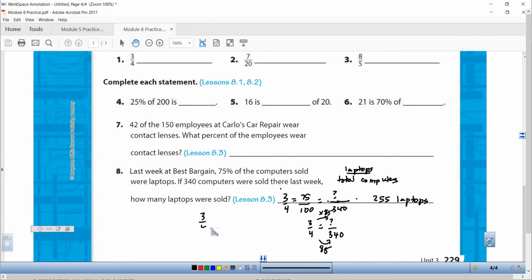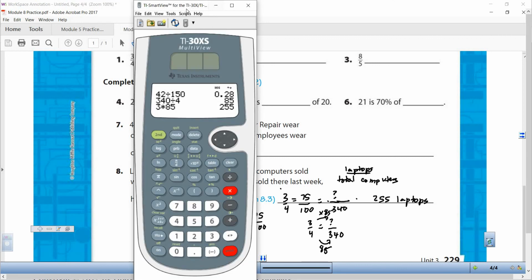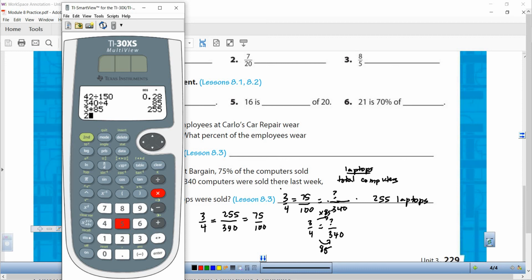So just real quick, 75% were laptops. That means that 3 out of 4 were laptops. They told us that there were 340. We figured out that 255 out of 340 is the same as 3 out of 4, which of course is the same as 75 out of 100. And if you don't believe me, take your handy dandy calculator and do 255 divided by 340, and we get 0.75. The same thing we get when we do 3 divided by 4, and the very same thing we get when we do 75 divided by 100.